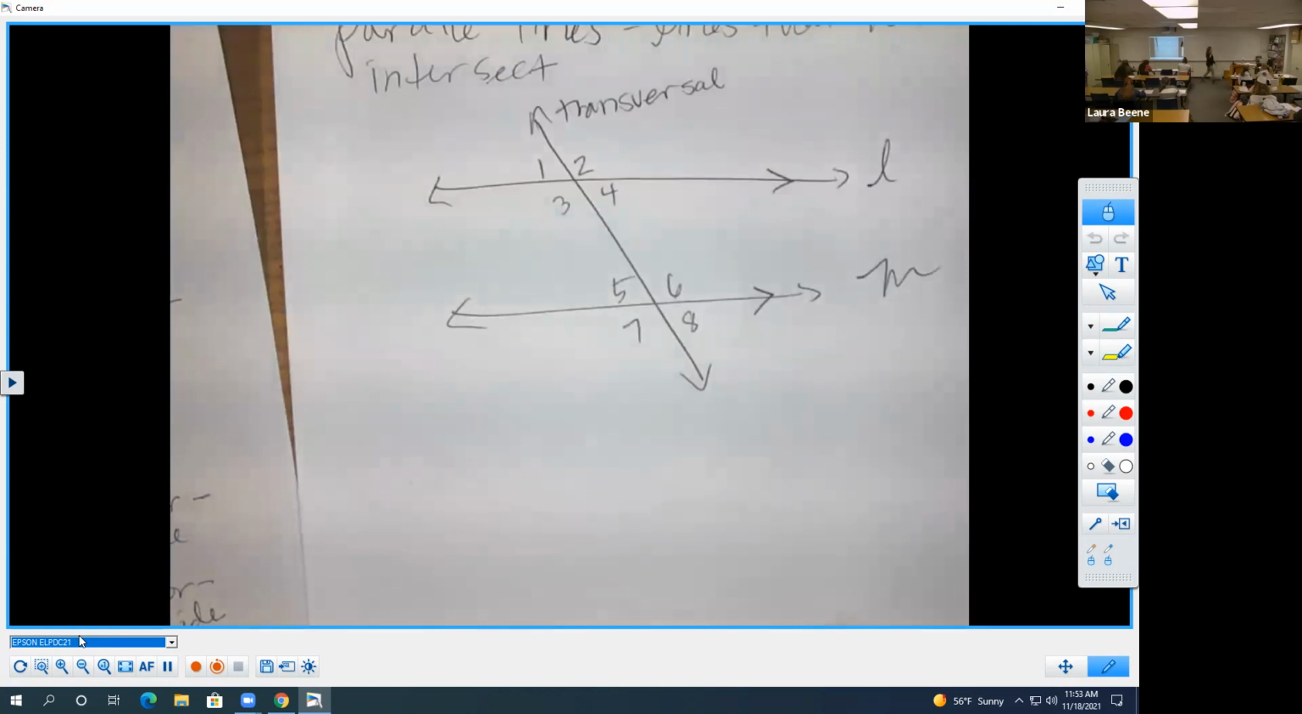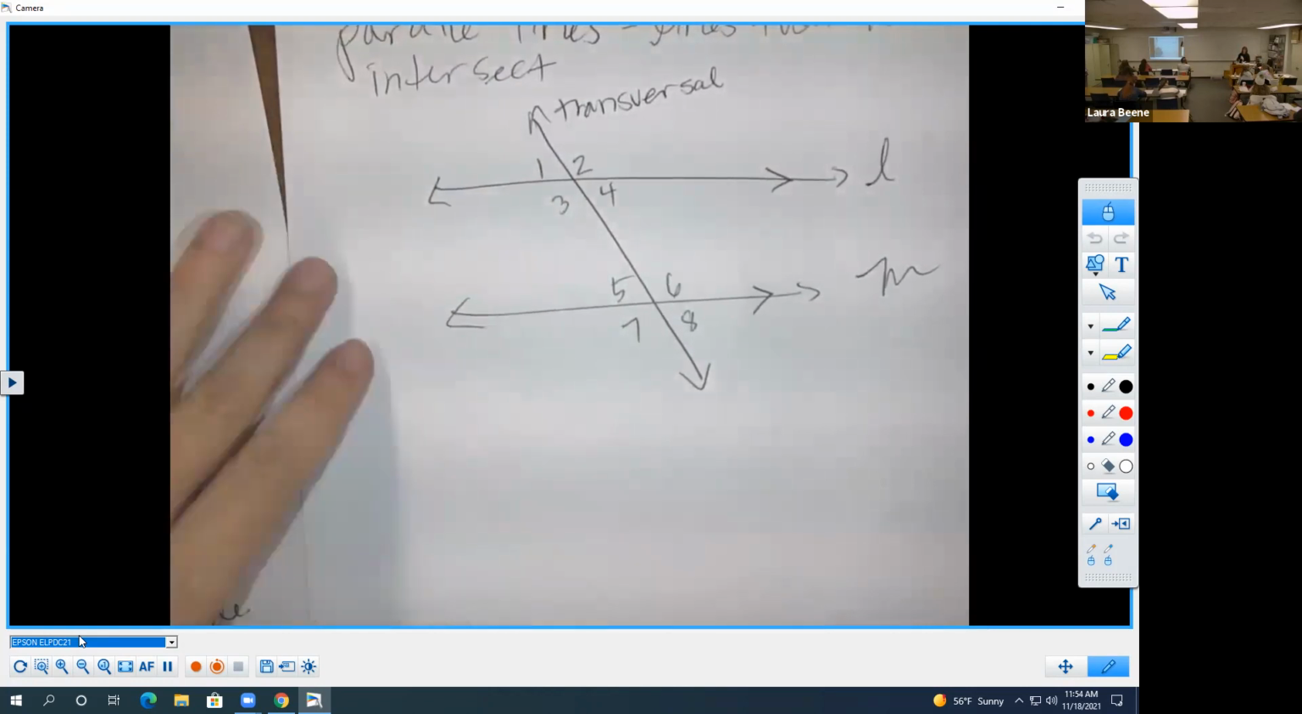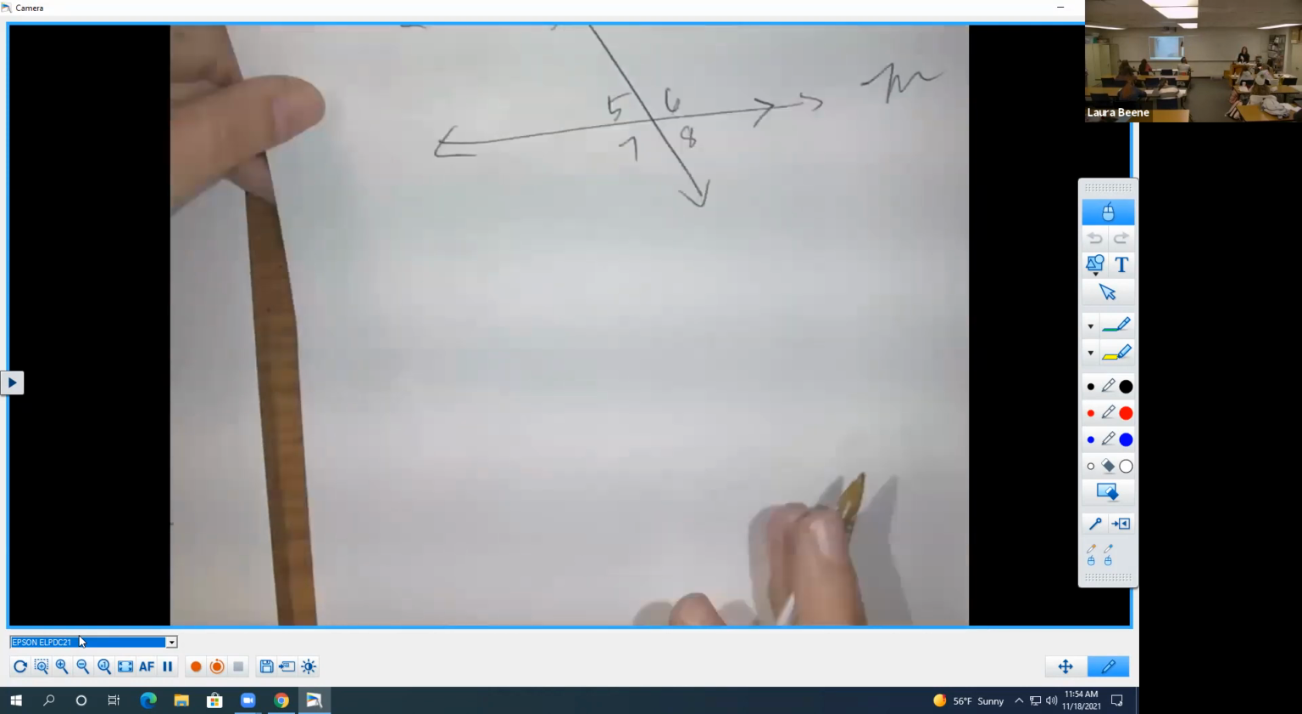Okay, so I got 4 different situations here that make either congruent angles or supplementary angles. What does supplementary mean? There you go, add to be 180. Almost all of them are congruent though.